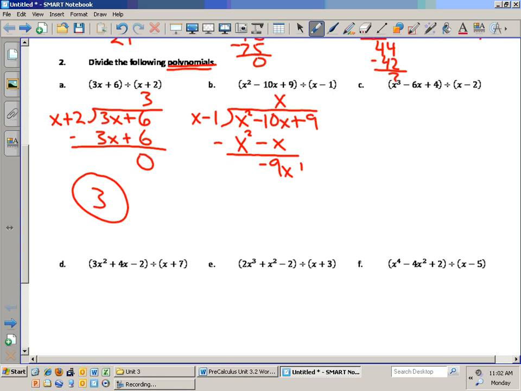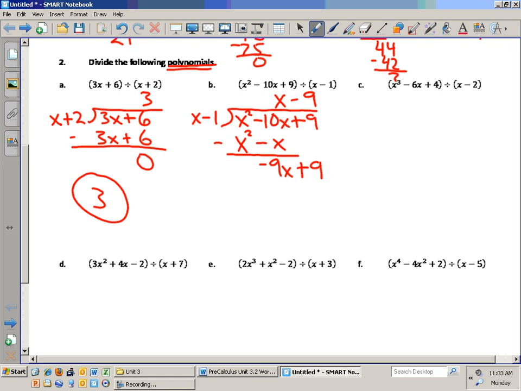I have to bring down enough terms to make up a binomial. I do have a binomial. So if I didn't have anything there, I would have to bring down 2 terms. I need to make enough for a binomial, okay? All right, what do you multiply x by to get negative 9x? Negative 9. That is a constant. It goes above my other constant.